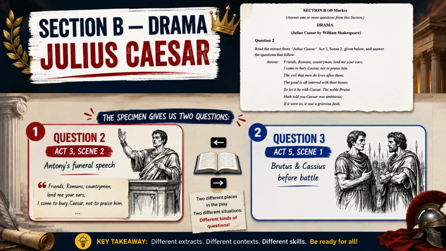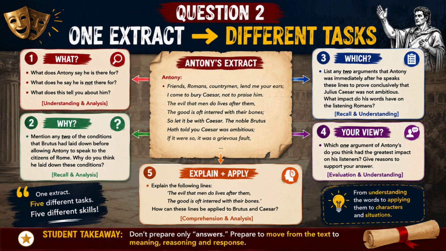Let's look at question 2 carefully. Question 2 is particularly useful because one extract produces 5 different questions. First, the paper asks what Antony says he has come to do and what he says he has not come to do, and then asks what this tells you about him. So you are moving from the words in the extract to an understanding of Antony. Then the paper asks about the conditions Brutus laid down before allowing Antony to speak, and asks why you think Brutus laid down those conditions. Then you have a question asking for two arguments Antony uses to prove Caesar was not ambitious, followed by the impact of those arguments on the Romans.